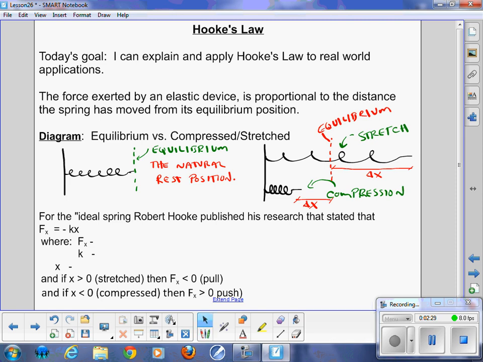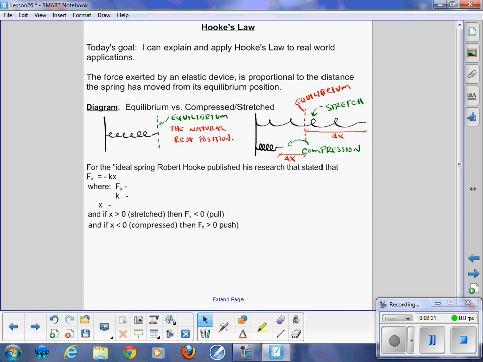So moving along here, so for the ideal spring, Robert Hooke, he did some research, and he found that the relationship was that the force placed on an object, or force placed on a spring or an elastic material, is equal to negative kx. So F of x, that's what we call our elastic force, okay, or force contained in a spring. Force contained in an elastic device.